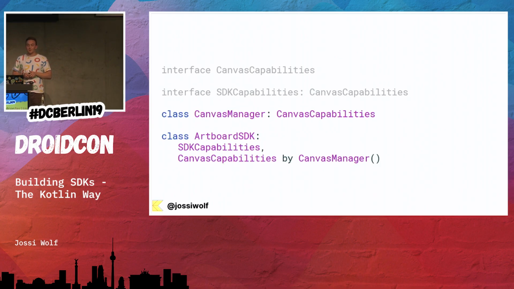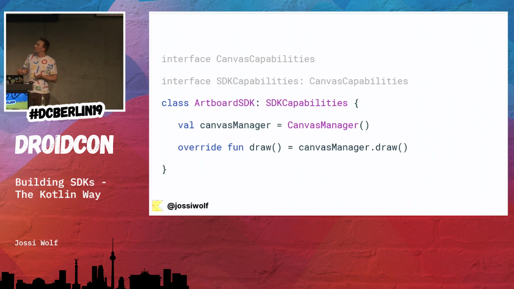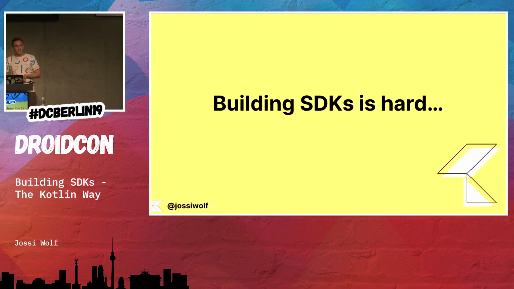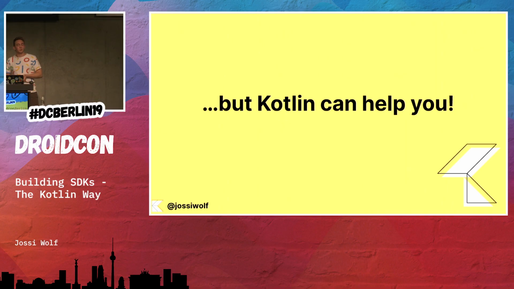So as you see, we have this interface still, CanvasCapabilities. And what we say is CanvasCapabilities by canvasManager. This will automatically delegate the calls. So basically, this override fun draw, canvasManager.draw, will be generated by Kotlin automatically, which is super awesome and super helpful. So building SDKs in Kotlin, well, building SDKs in general is really, really hard, but Kotlin can actually help you, and you can leverage Kotlin's features to make building SDKs a lot easier for you internally, but also for your users who are using the SDKs.